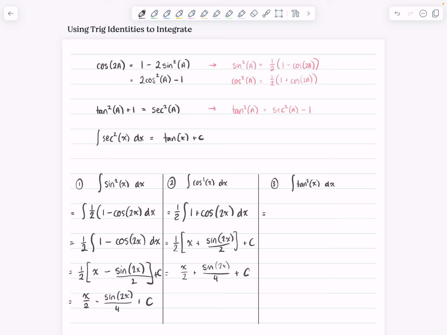So in question 3 here, I'm going to be replacing my tan squared x with sec squared x, take 1, all with respect to x. Using my formula sheet, I know that sec squared x integrated is just tan of x. So I'm going to get tan of x, and then again, negative 1 integrated is just going to be negative x. And we have our constant of integration at the end.